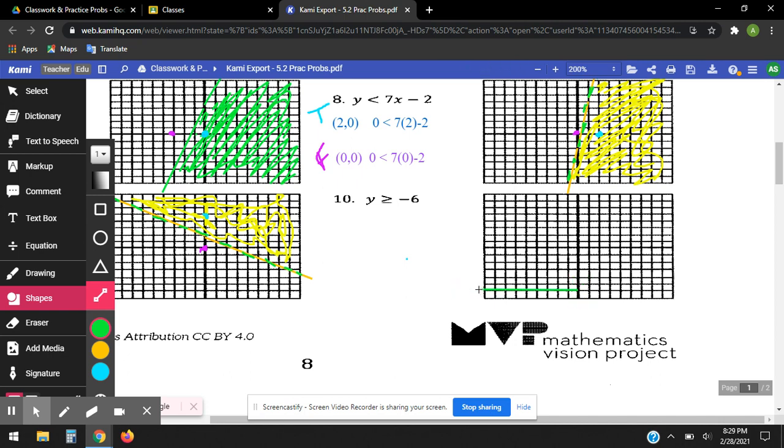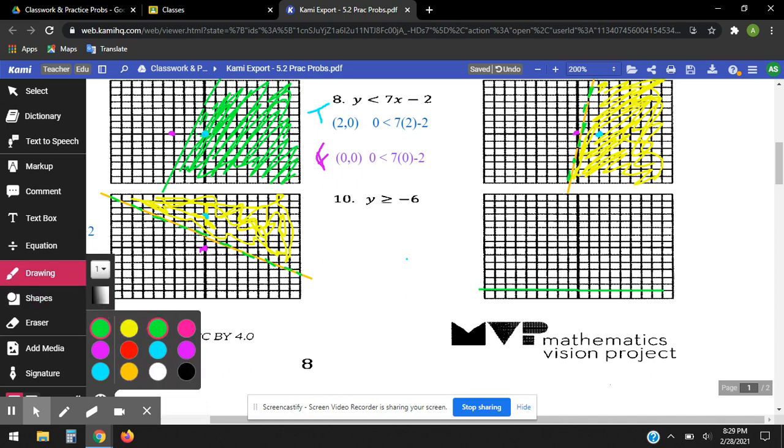So it doesn't matter what x is. Y is negative 6, right? So it's aligned this way. Y is greater than that, then it's everything up here. Greater than or equal to. It's the whole graph up there.